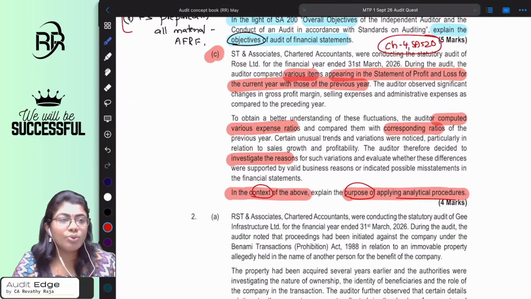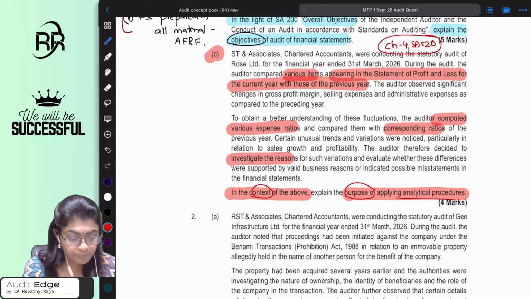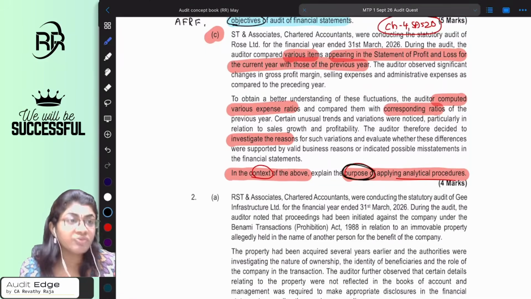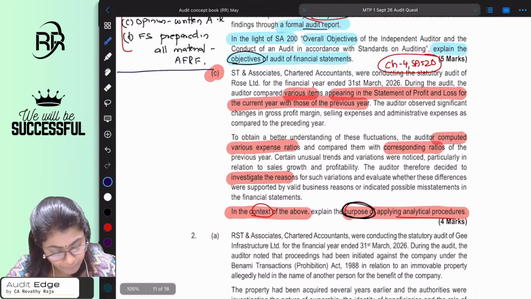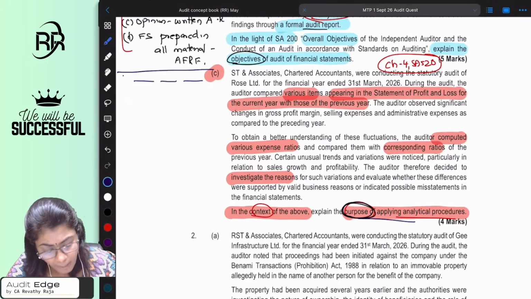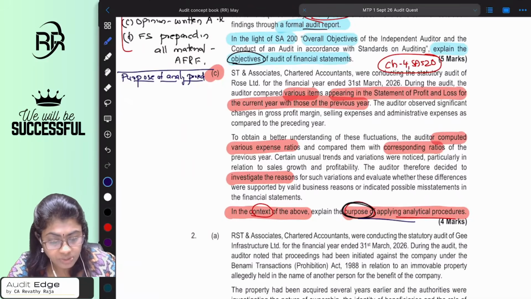So you know, right? You do analytical procedures to find out whether there are any deviations. If there are deviations, you will investigate to see whether there is a possibility of misstatement. So your answer should be with respect to the purpose of analytical procedures. So without delay, let's start the presentation of the answer. You can put a heading. You'll get the heading from the question: Purpose of analytical procedure.